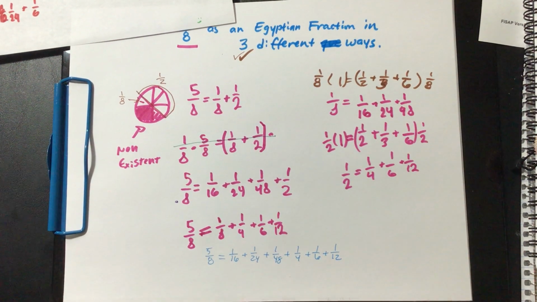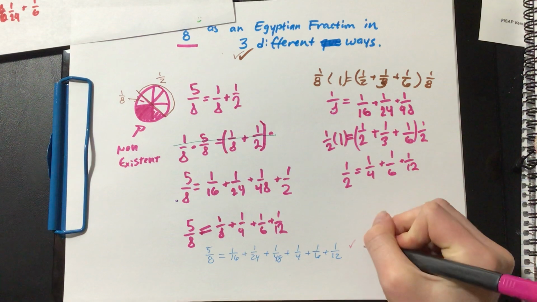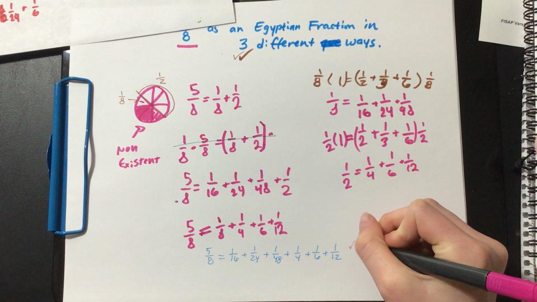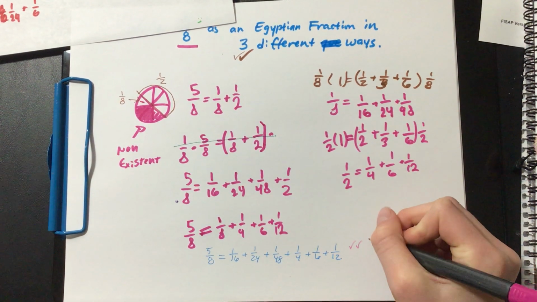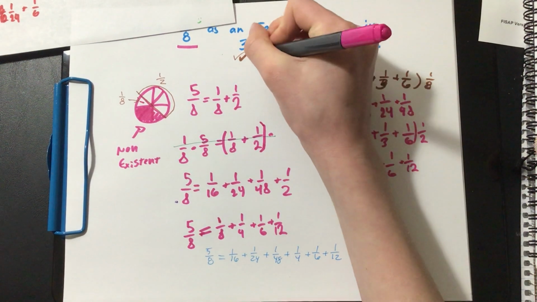Does this count as an Egyptian representation? Let me check. Okay. They are all unit fractions. Good. And none of them repeat. Great. None of the denominators or none of the fractions repeat. Great. And that is 4 ways.